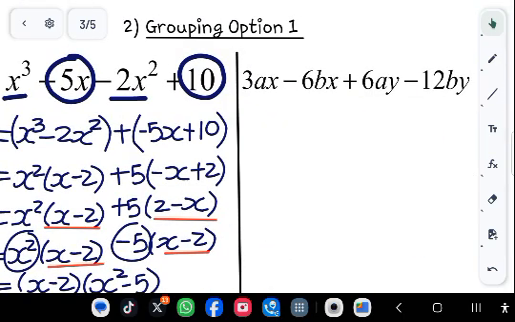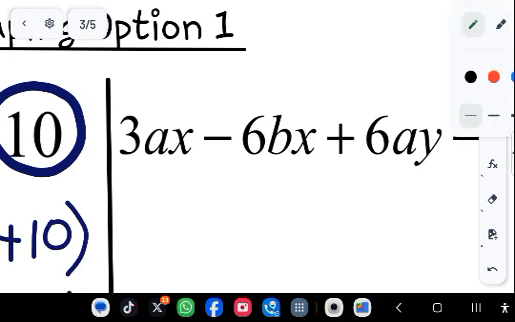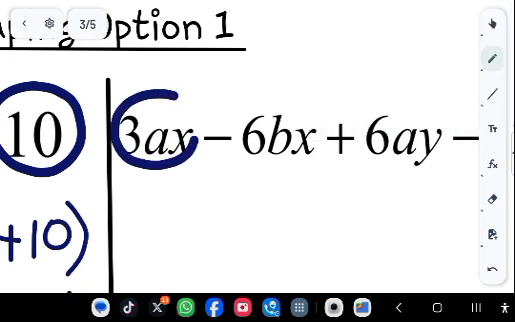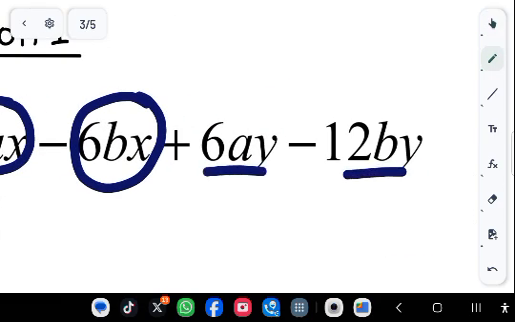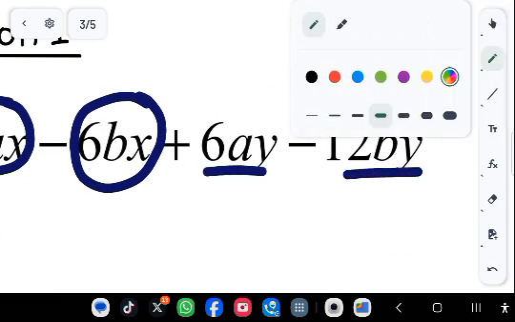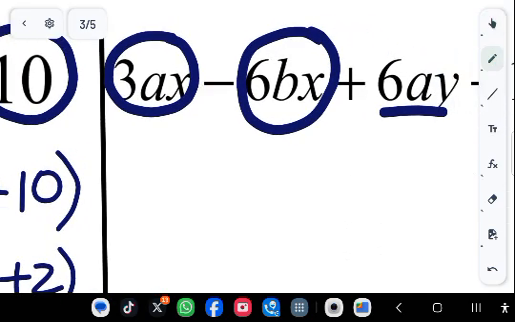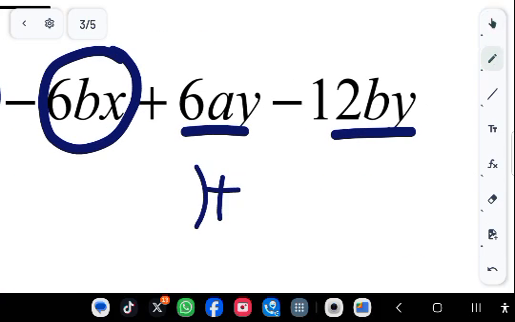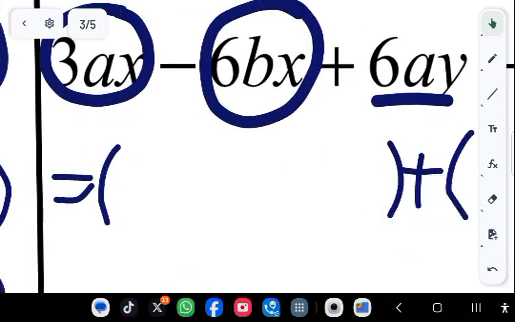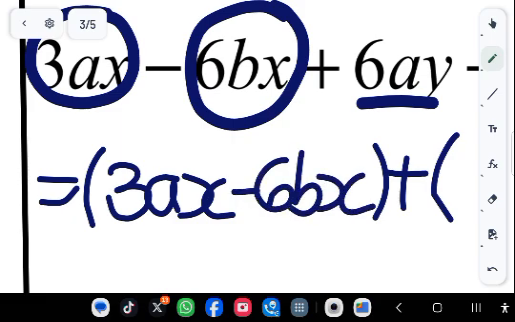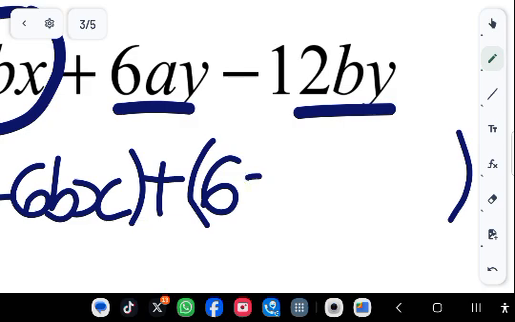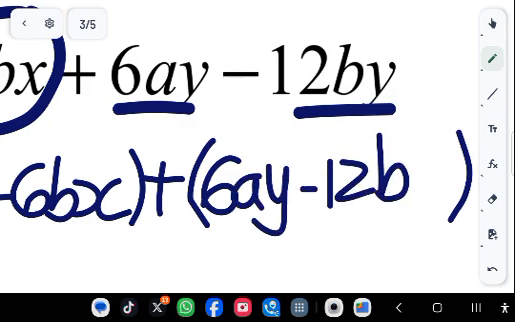That's option number 1. Option number 1 of this one also, we said we are taking those who've got x as a common factor, put them together, and those who've got y's, we put them together as well. So those who have x, we put them in the same bracket. So it's 2 pairs of brackets separated by plus. In the first bracket, we'll put the x's. So that will be 3ax minus 6bx. And in the second bracket, we'll put the y's. So that will be 6ay minus 12by.